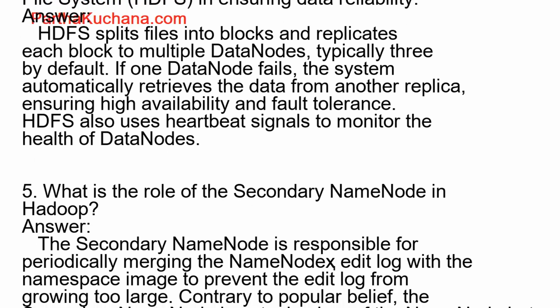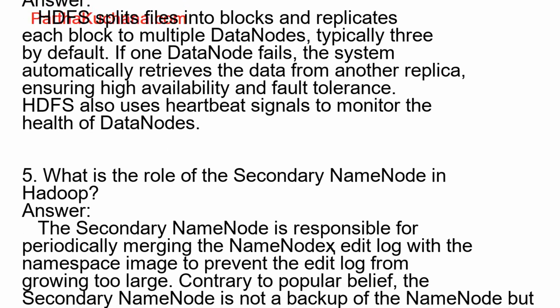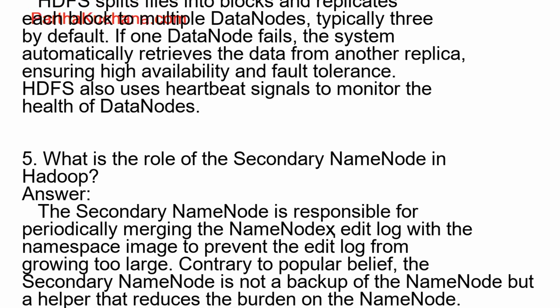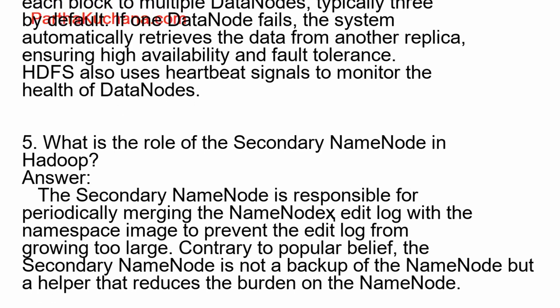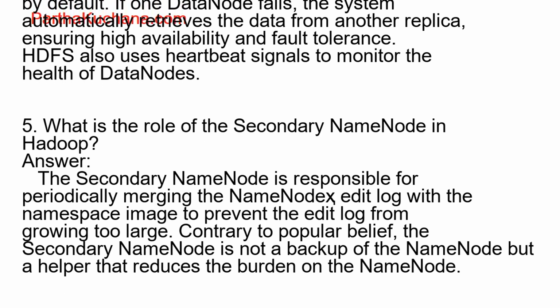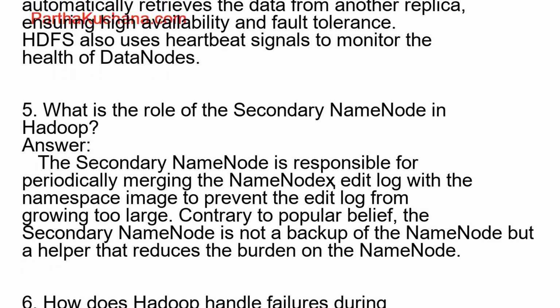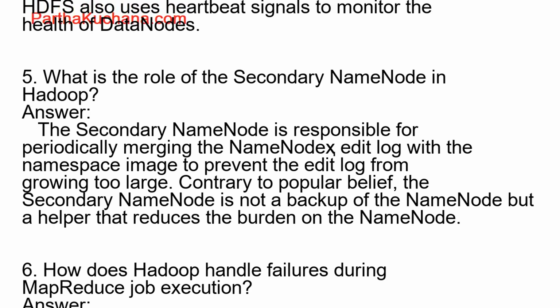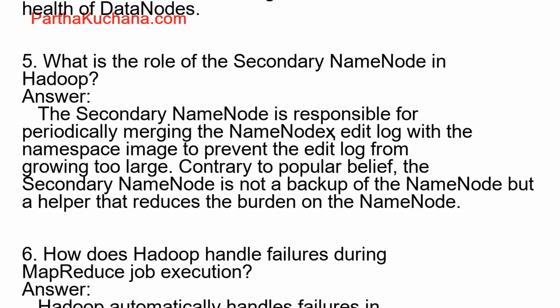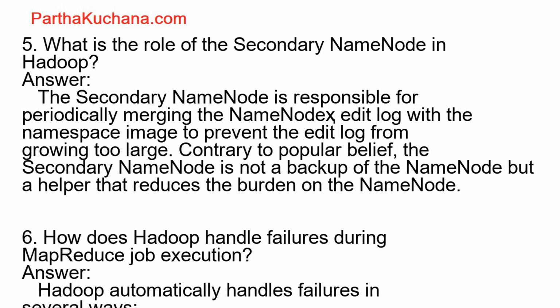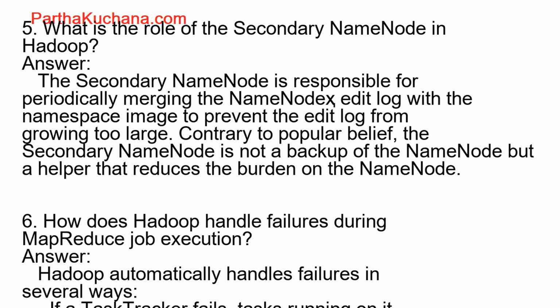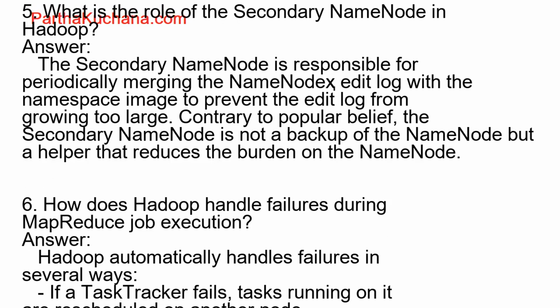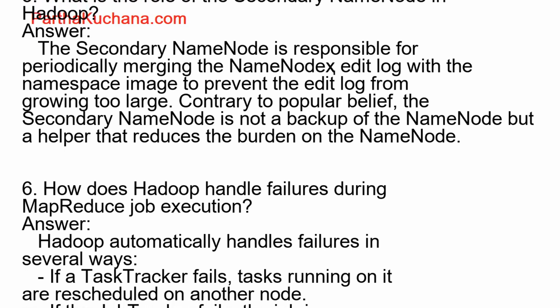6. How does Hadoop handle failures during MapReduce job execution? Answer. Hadoop automatically handles failures in several ways. If a task tracker fails, tasks running on it are rescheduled on another node. If the job tracker fails, the job is restarted. In case of a task failure, the task is retried on another node. After a certain number of retries, default is 4, the job fails.